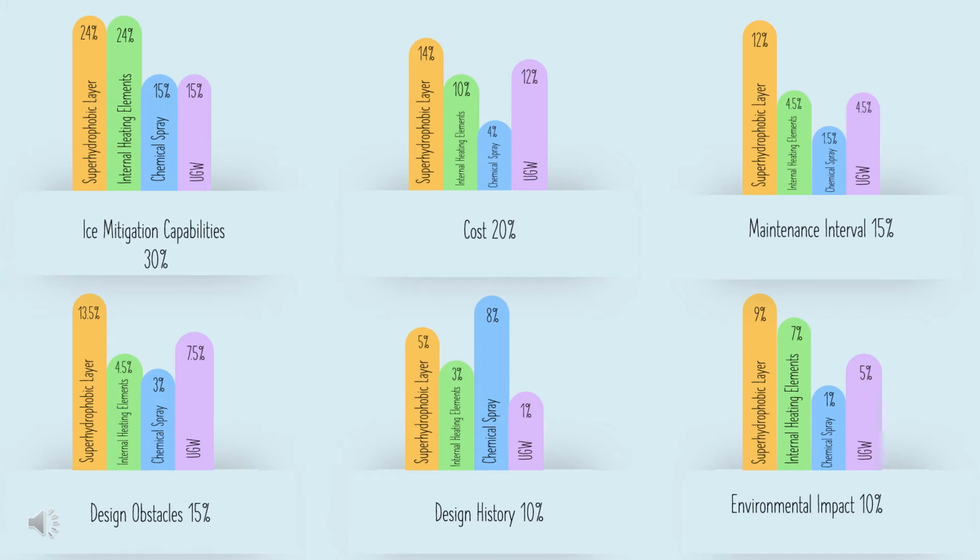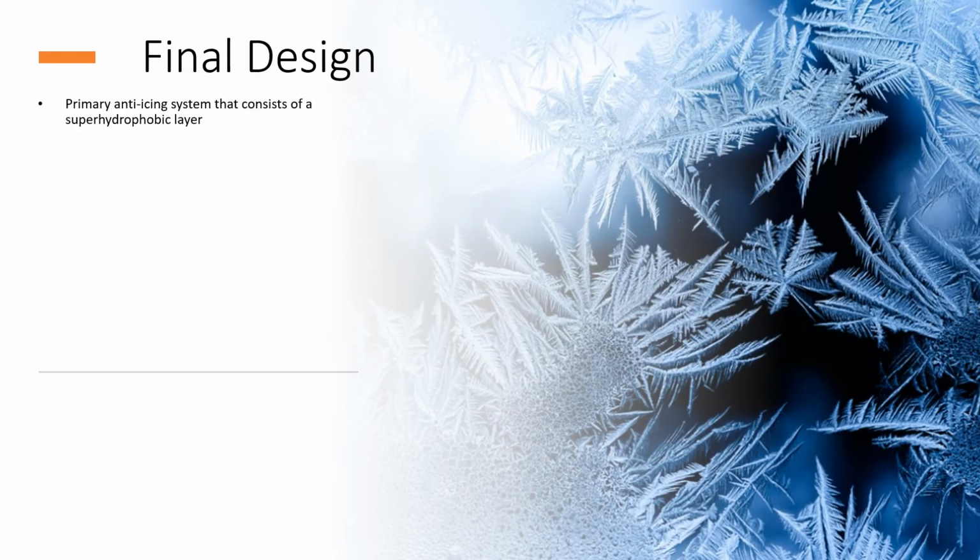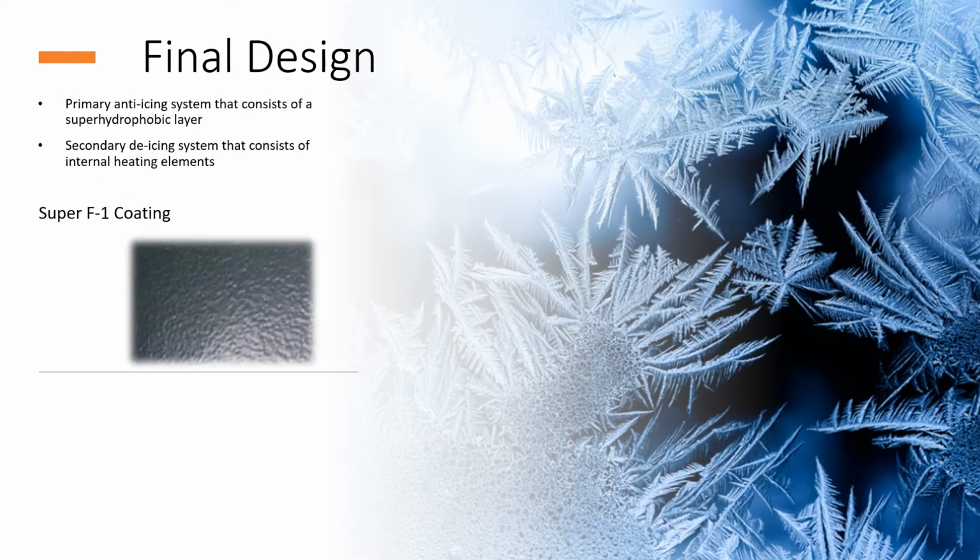These methods include superhydrophobic layers, internal heating elements, chemical sprays, and ultra-guided waves. Once each method was evaluated, a final design was then chosen. The final design chosen is primarily the use of an icephobic coating with a supplementary heating element attached where necessary. For the physical prototyping, we will use a Whirlin Super F1 coating as our primary testing coating, and a silicone rubber heating blanket for the heating element.